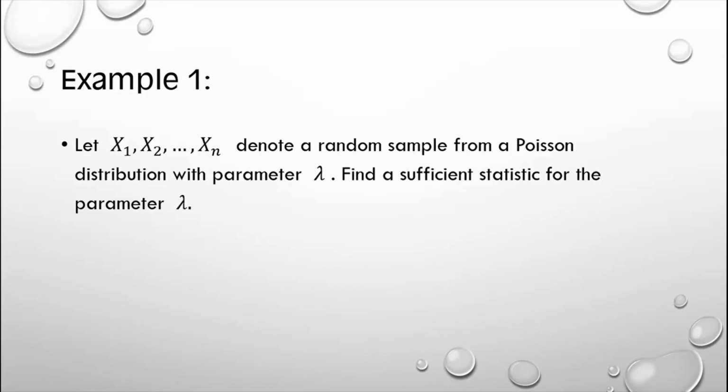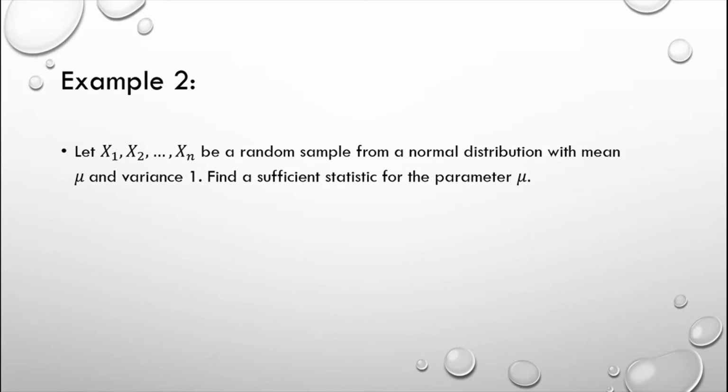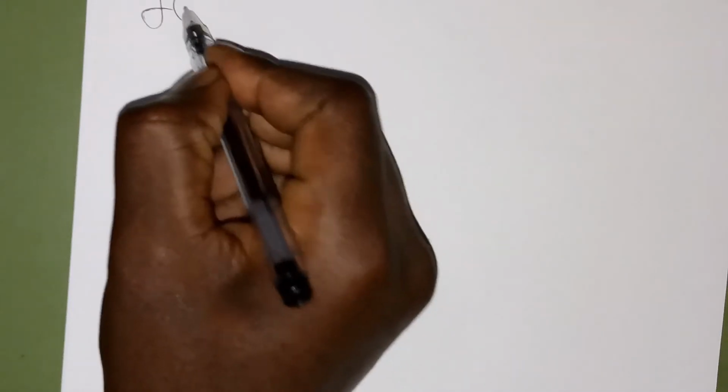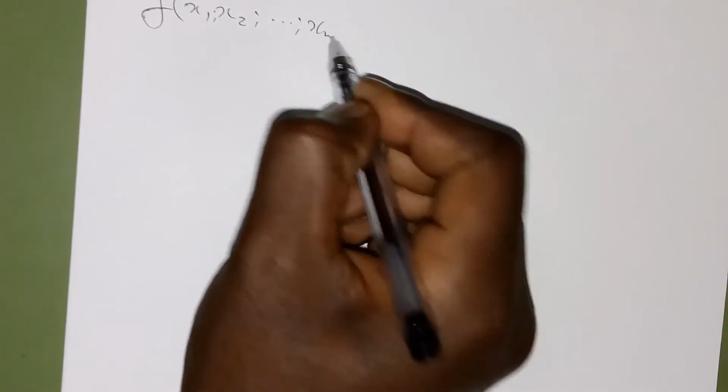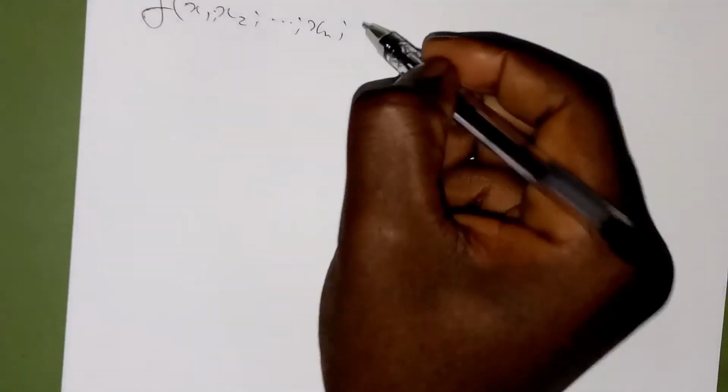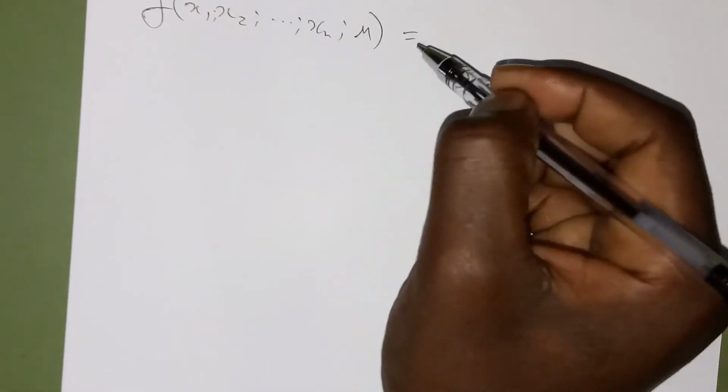The next example is saying: let x1, x2, up to xn be a random sample from a normal distribution with mean mu and variance 1. Find the sufficient statistic for the parameter mu. Okay, so to find the sufficient statistic for the normal distribution, let's first of all write our factorization theorem.